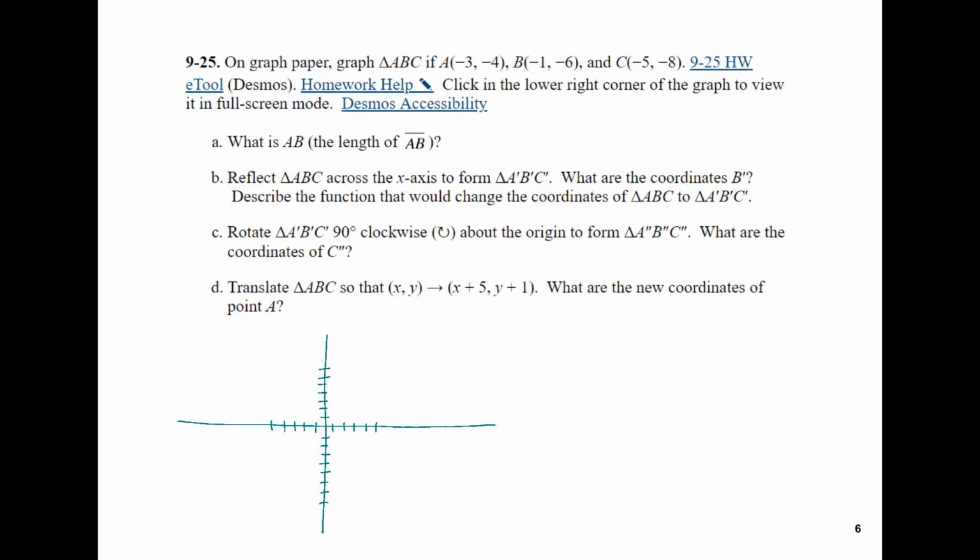So 9-25 says on graph paper, triangle ABC. So A is at -3, -4. B is at -1, -6. C is at -5, -8. What is the length of line segment AB?